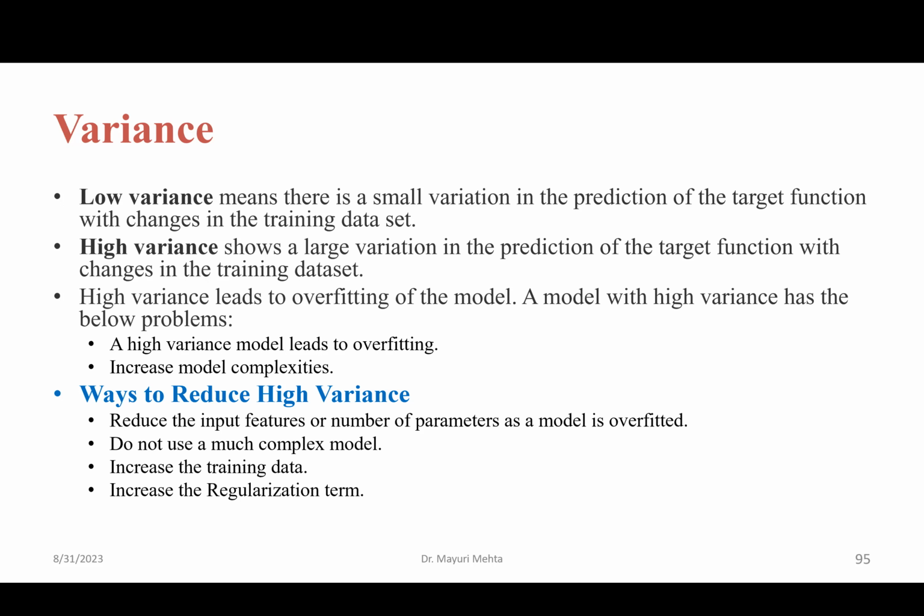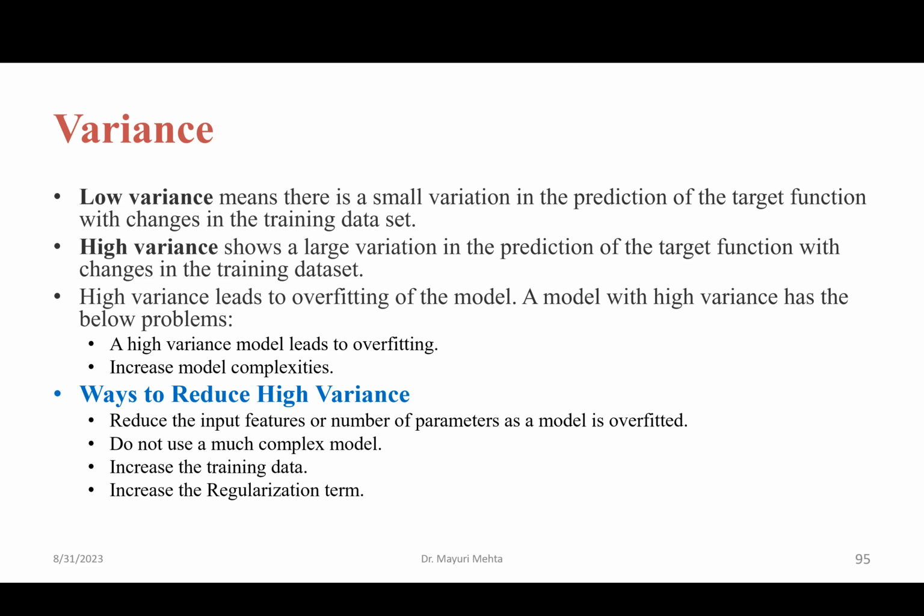Okay, I repeat, all the models which show high bias show low variance and vice versa. So let us see the ways to reduce this high variance. We can reduce the input features. Remember the ways to reduce the high bias: there we increase the features. Here we reduce the input features or number of parameters as the model is overfitted. There, the model was underfitted. Here the model is overfitted.